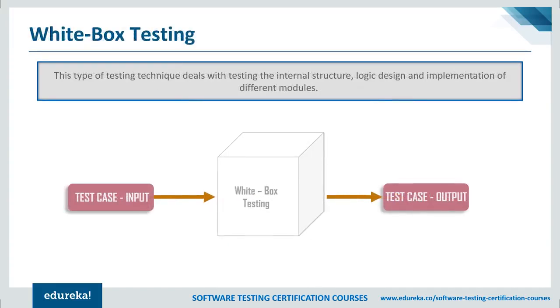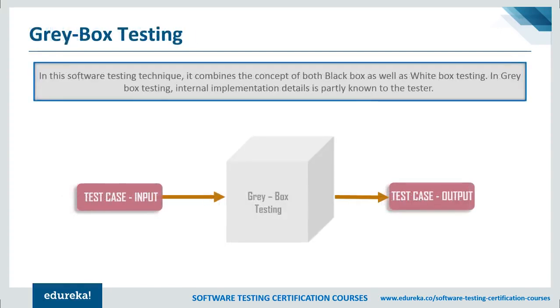Next, white box testing. This type of technique deals with testing the internal structure, logic design, and implementation of different modules. This is also called glass box testing, where the internal implementation details are known to the tester. That is the code logic, internal logic design, and many more. And next we have gray box testing. In this, it combines the concepts of both black box and white box. That is, internal implementation details are partly known to the tester, while the rest of the internal implementation details are not known to the tester. And that's the reason it is called gray box testing. So these are the three methods of software testing.